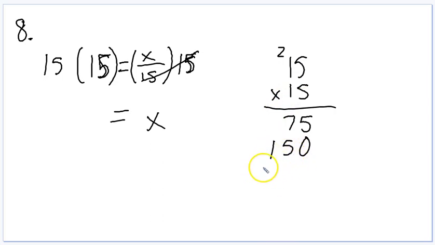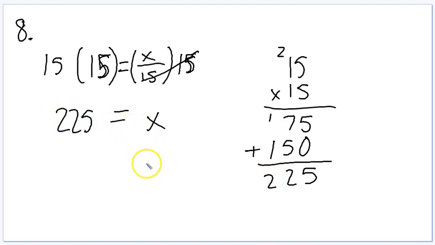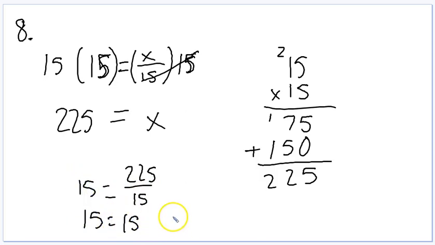Okay? So, add them together. I get 5. 7 plus 5 is 12. Put the 2, carry the 1, 2. My answer is 225. You want to plug it in. 225 divided by 15. You get 15 equals 15. Check mark. Moving on to the next problem, class.